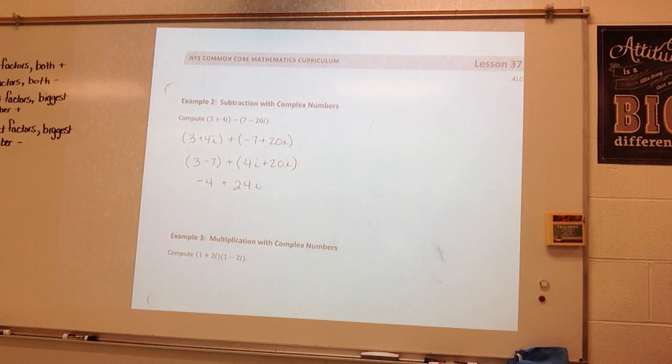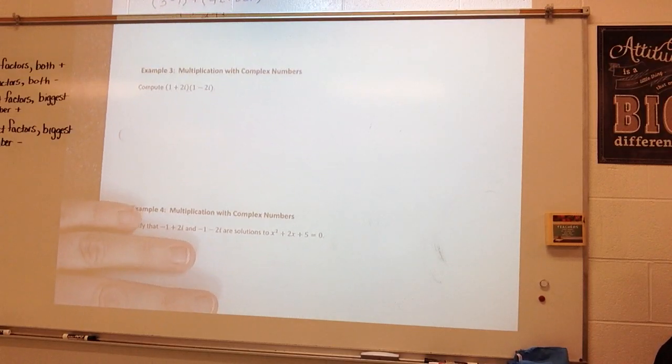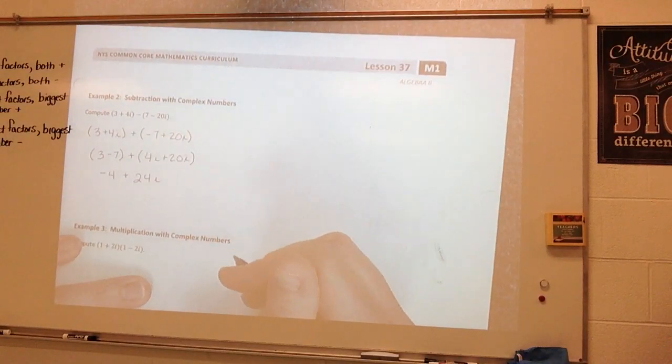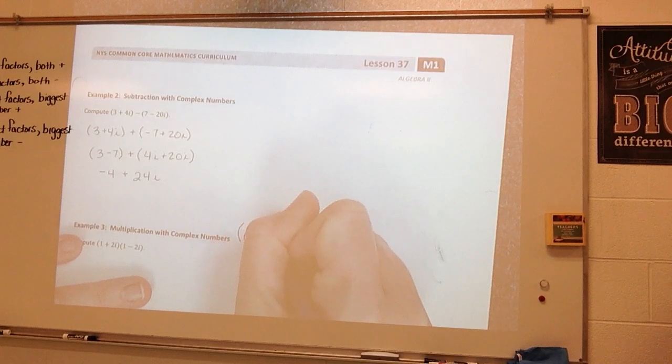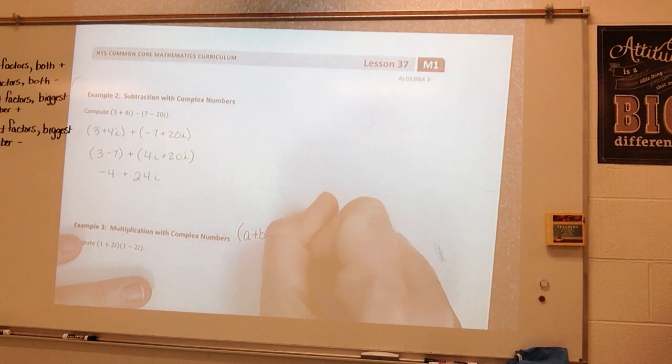Hopefully it's not too difficult. Hopefully you get it. I don't think it's really hard. Alright, how do I multiply with complex numbers? Well, I'm going to write it right here. A plus bi times c plus di.